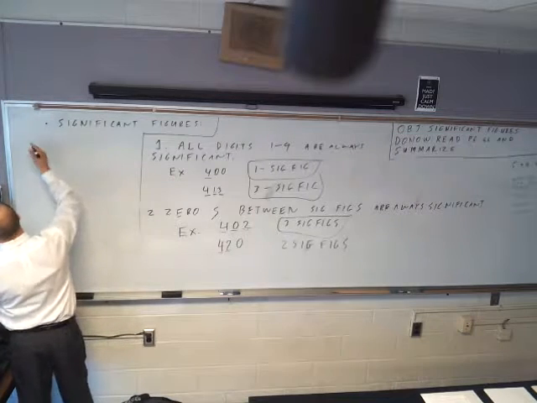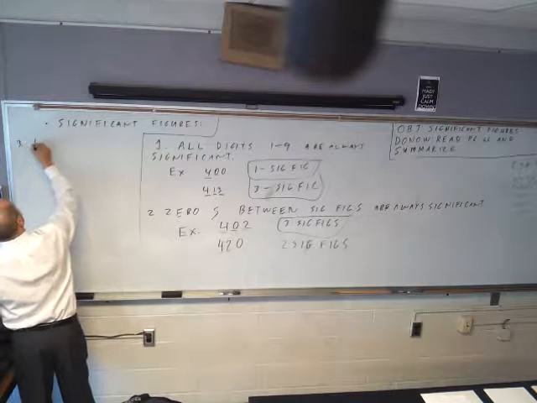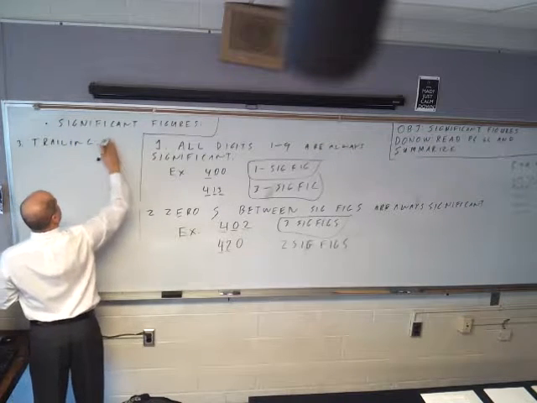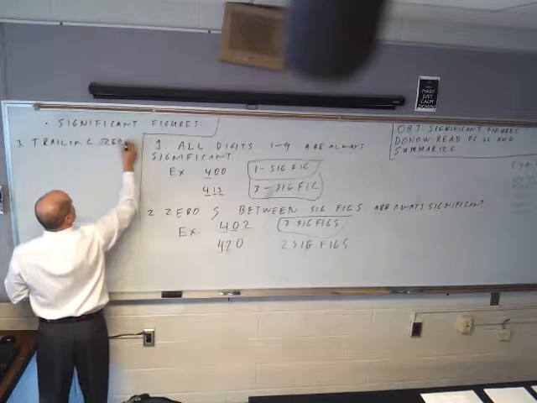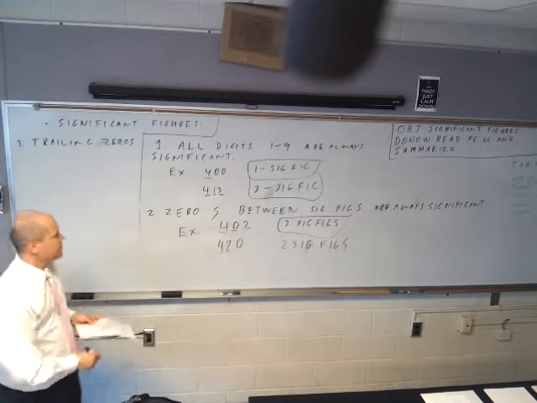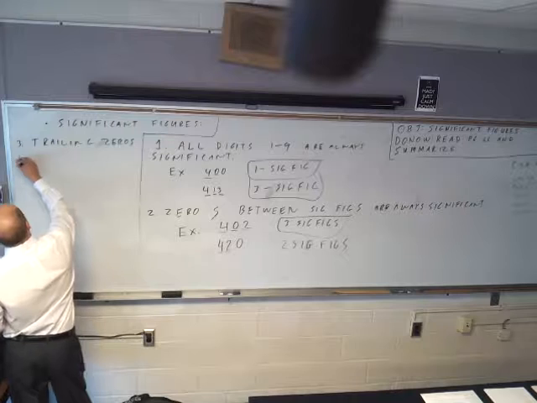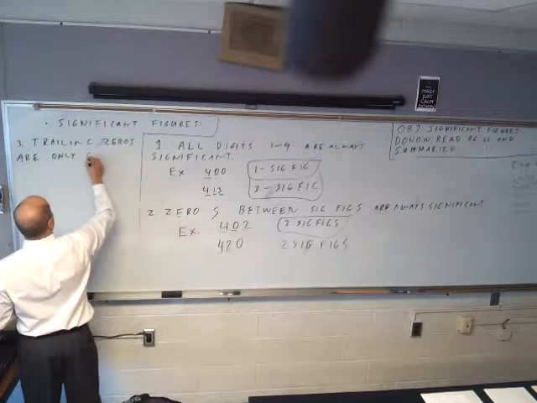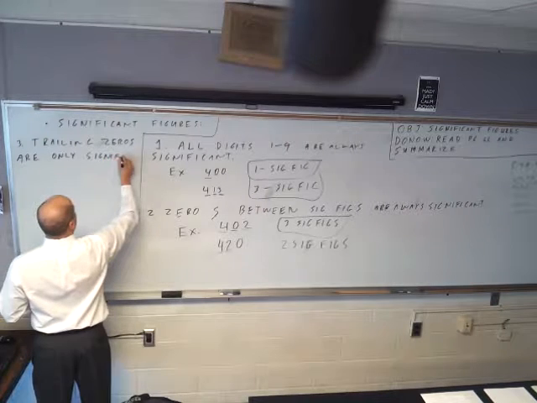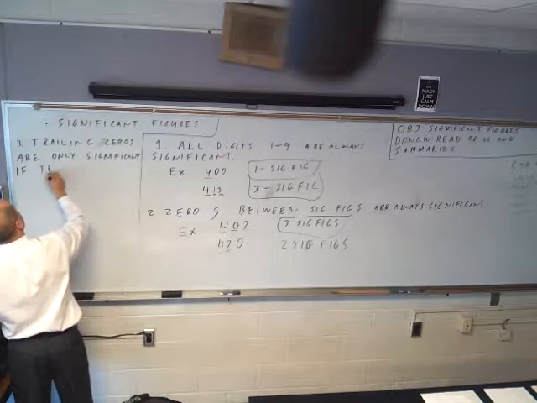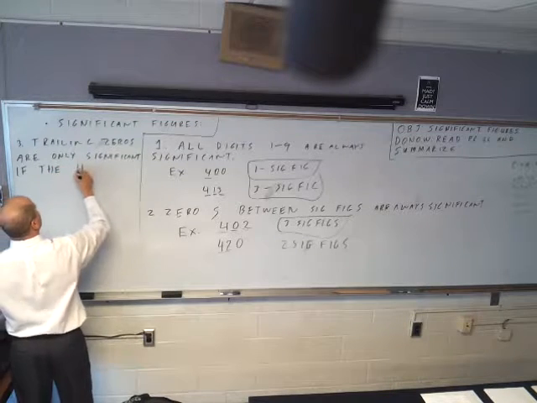All right, number 3. Trailing zeros, that means zeros that are after a non-zero number, to the right of them, are only significant if the number contains a decimal.